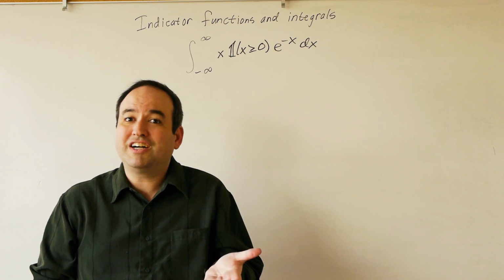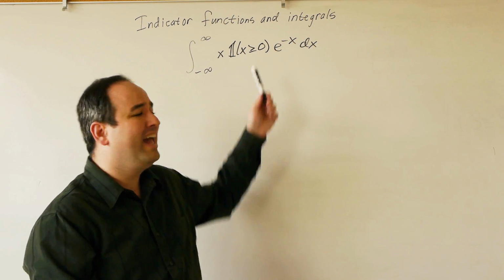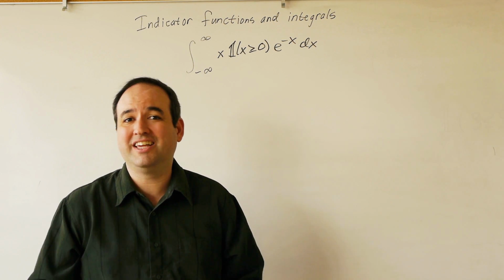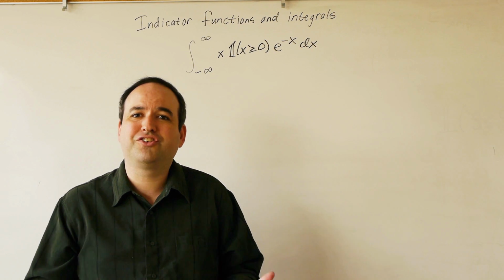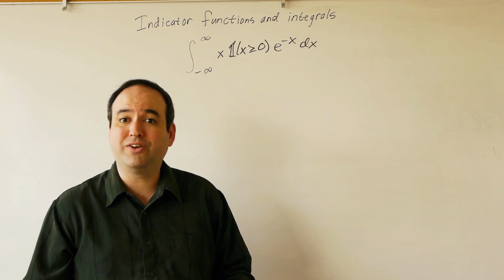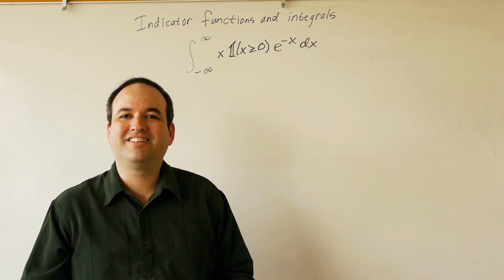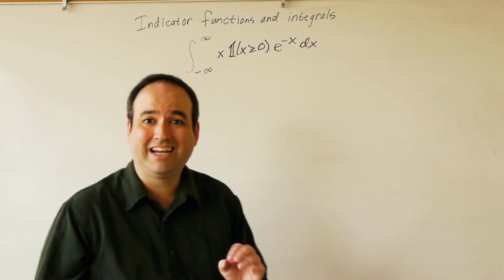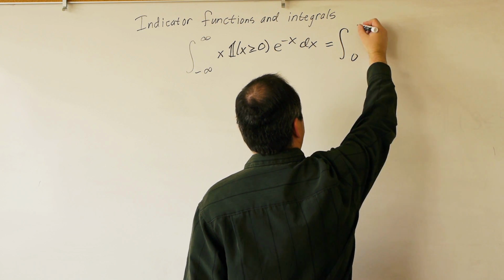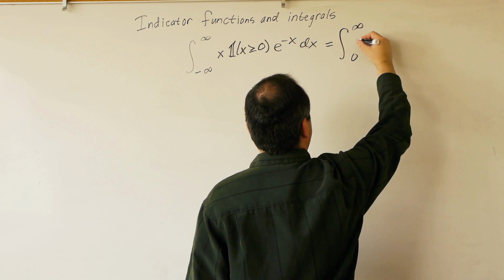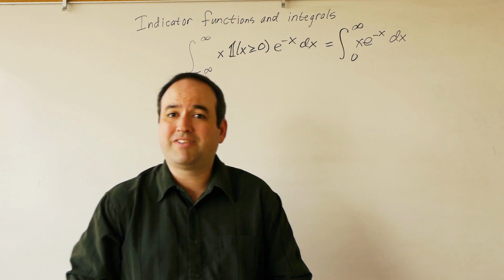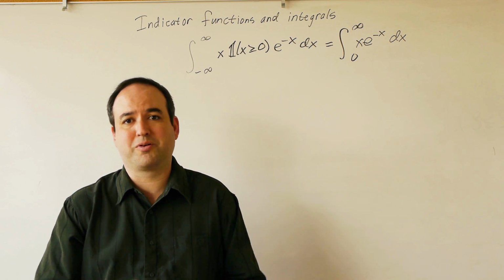Well, this function is going to be 0 whenever x is less than 0. So we don't have to worry about doing that part of the integration. That part of the integration is just going to be 0. We're only worried about values of x greater than or equal to 0. So that tells us that we can make the lower limit of our integral equal to 0. So this is the same as the integral from 0 to infinity of x e to the negative x dx. And now that we've gotten rid of the indicator function, we can proceed normally.